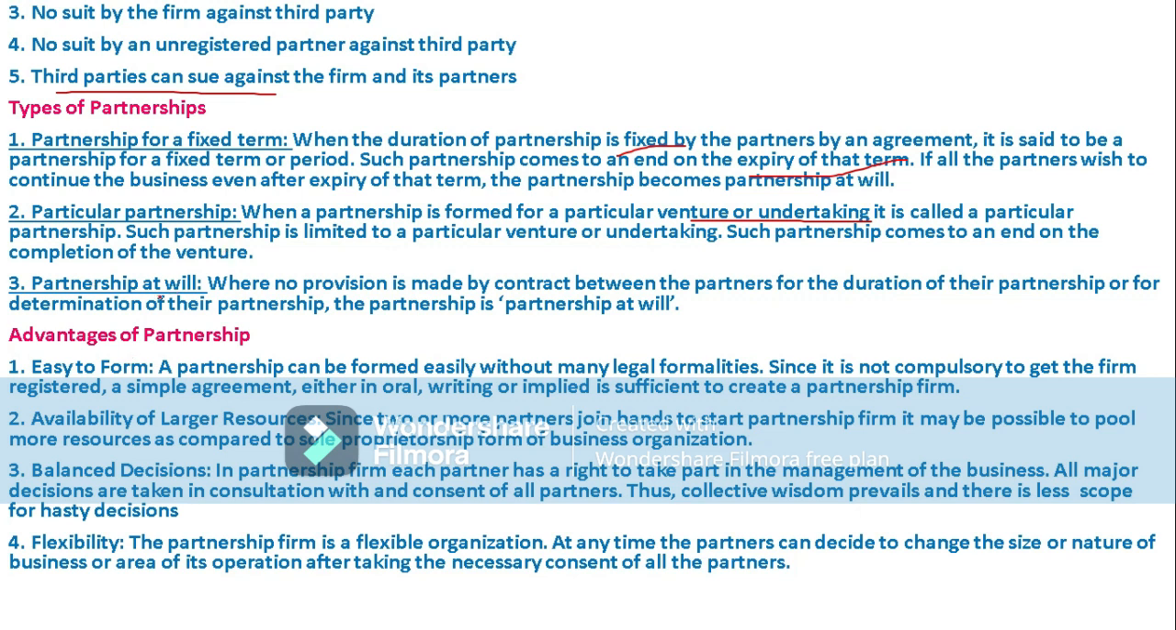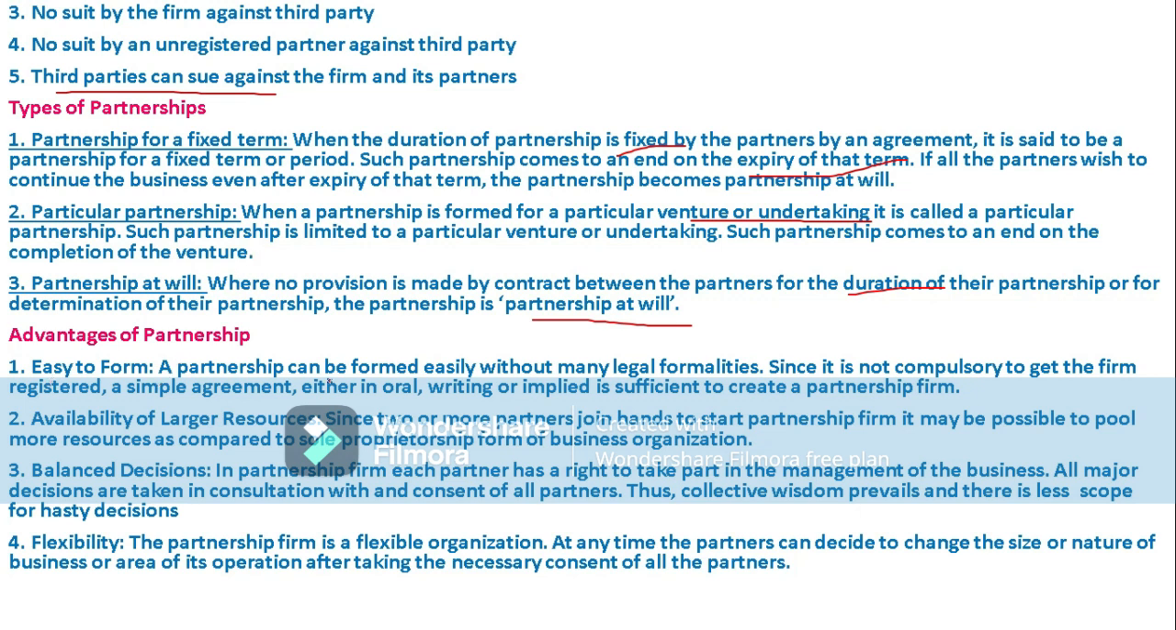And partnership at will means where no provision is made by contract between the partners for the duration, so no particular duration is there, okay. So when they can end the partnership deed depends upon the will of the partners, and that is known as partnership at will, okay. Here there will be no duration, okay. It depends upon the discretion of the partners. So these are some of the types of partnerships: depending upon a fixed term, a particular partnership, or the discretion of the partners.